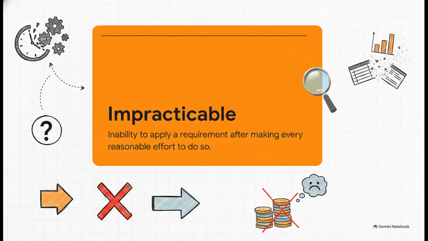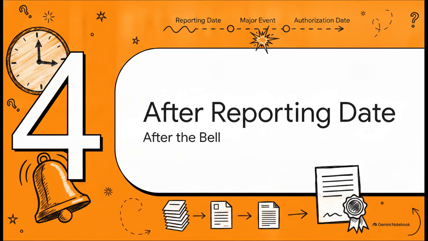You can only avoid retrospective application if the fix is genuinely impracticable. And that doesn't just mean it's going to be expensive or annoying or take all weekend. It means there is a total inability to apply the requirement after making every reasonable effort, like the historical data literally just doesn't exist anymore. Only then can you pivot and apply it prospectively. Almost done with the theory.